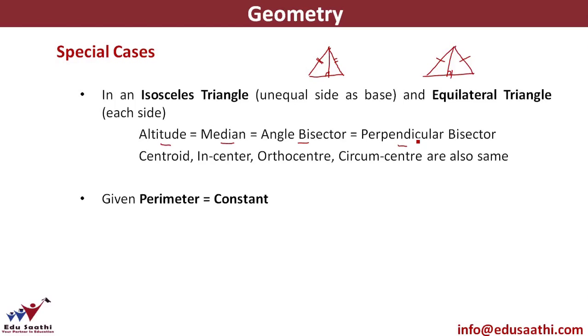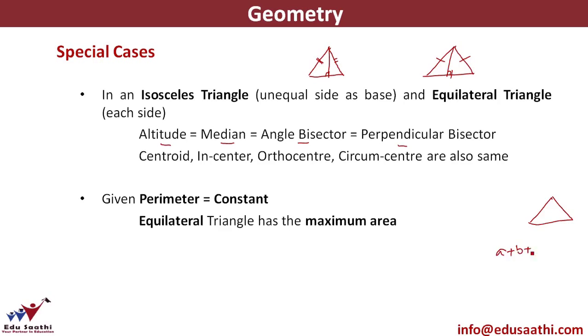Another thing that you need to look at is, if the perimeter of a geometrical object is given to you as constant, then the equilateral triangle will have the maximum area. So if I give you a triangle where the sum of the three sides is given as constant, and I ask you what will be the maximum area that I can draw with this condition being constant, then the equilateral triangle, when all the three sides are equal, will have the maximum area.